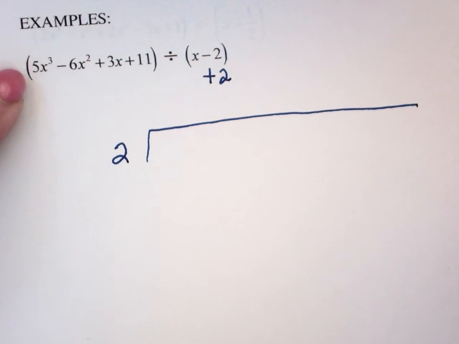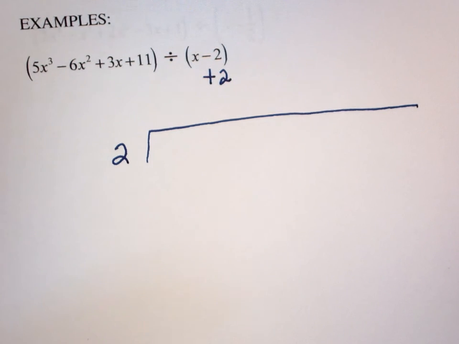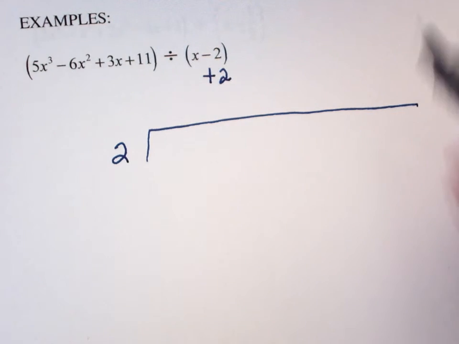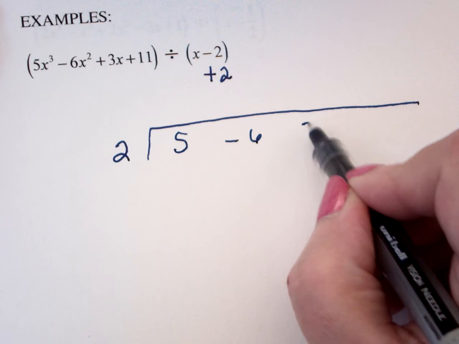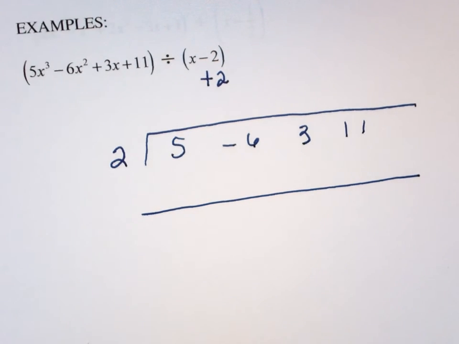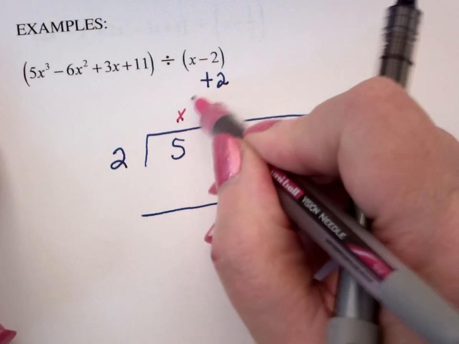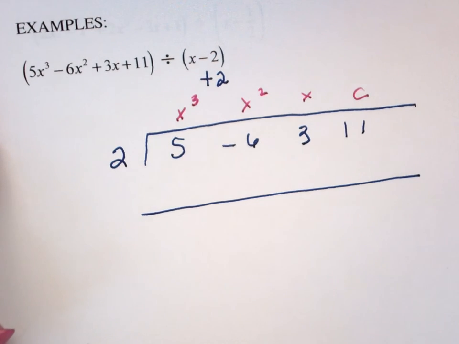Everybody's accounted for because as I drop the variable part of this, essentially the position tells you what power is attached to that number. And that's why it's so important that everything lines up. So this gives you a 5, a -6, a 3, and an 11. And then remember, this represents the coefficients of x cubed, x squared, x, and then that's the constant.